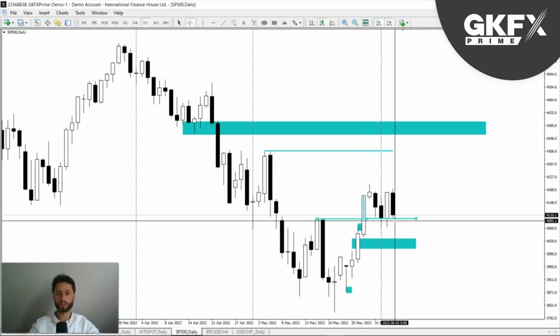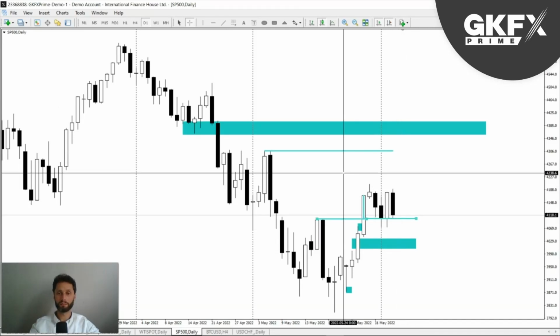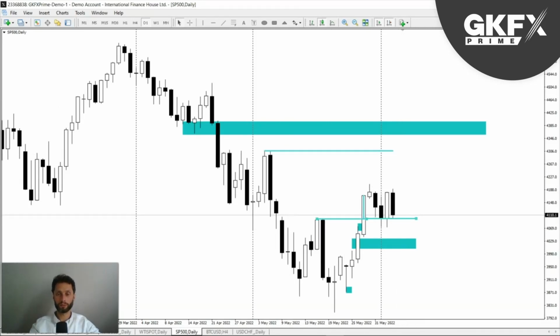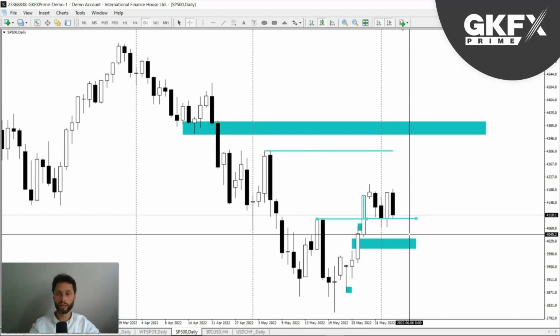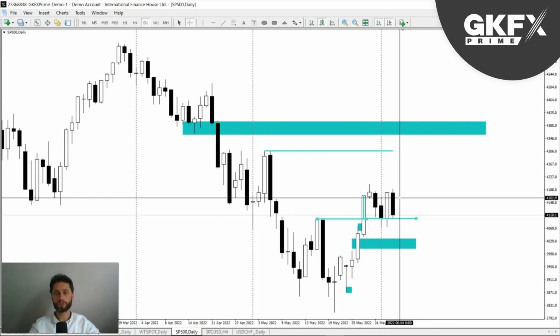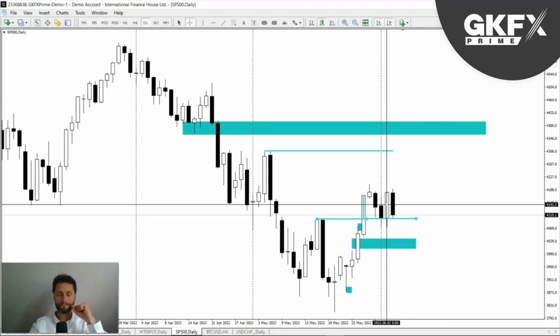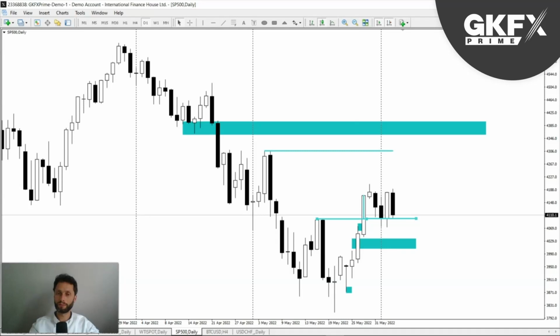So I would like to see some nice bullish momentum before considering that the market will more likely reach this level up here, which is the 4,300. At the moment it's ranging, so this is a low probability setup. Need to be very careful here.